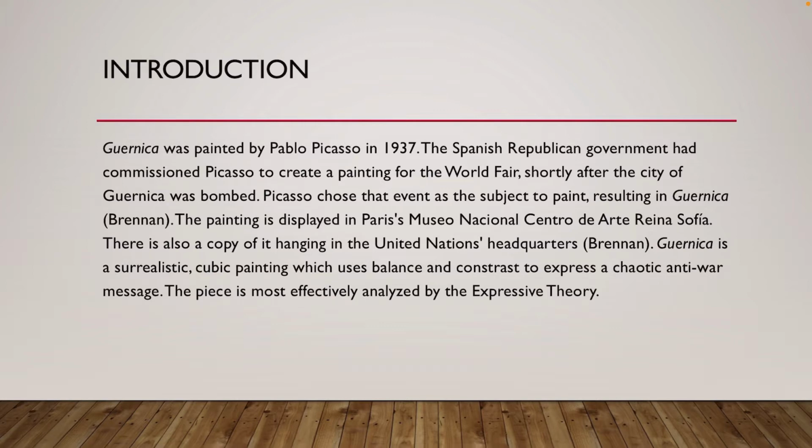The painting is displayed in Paris's Museo Nacional Centro de Arte Reina Sofia. There's also a copy of it hanging in the United Nations headquarters. Guernica is a surrealistic cubic painting, which uses balance and contrast to express a chaotic anti-war message. The piece is most effectively analyzed by the expressive theory.